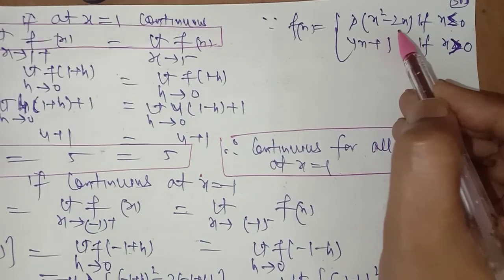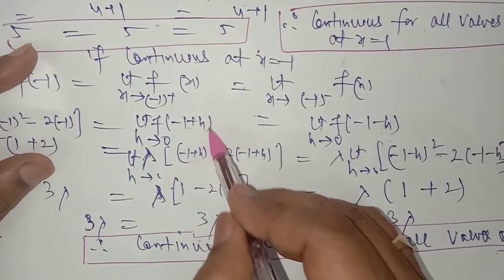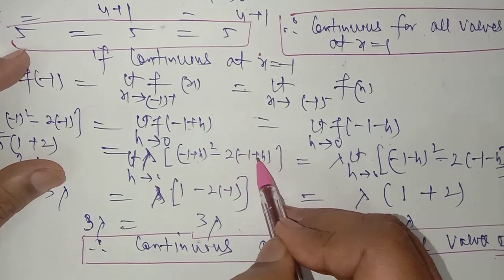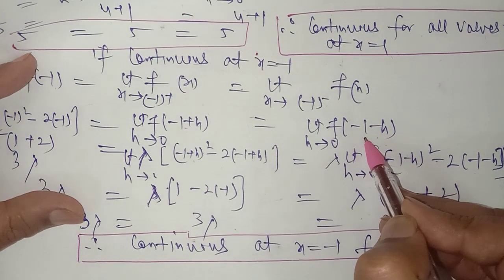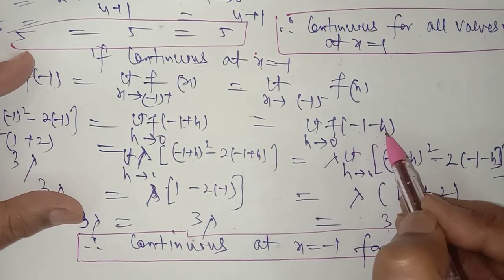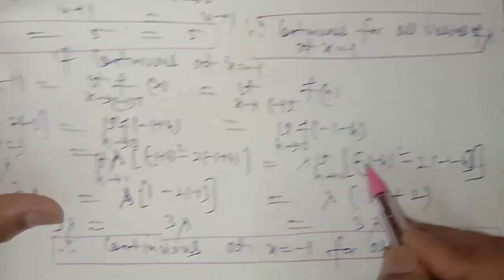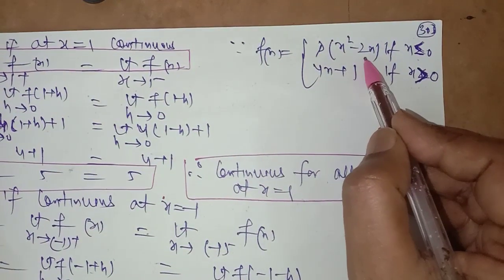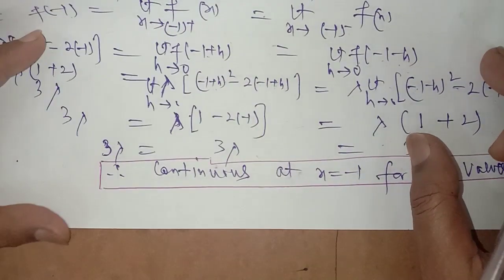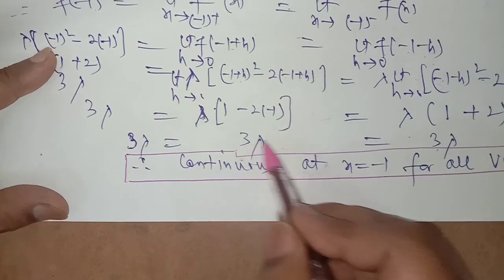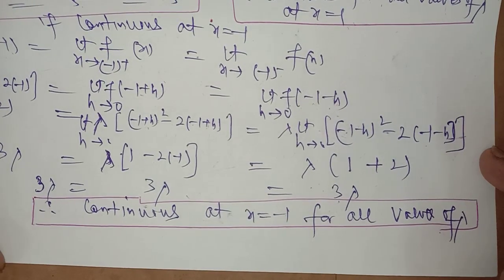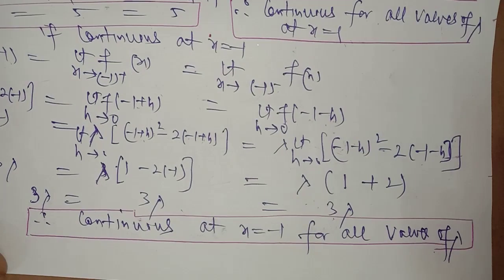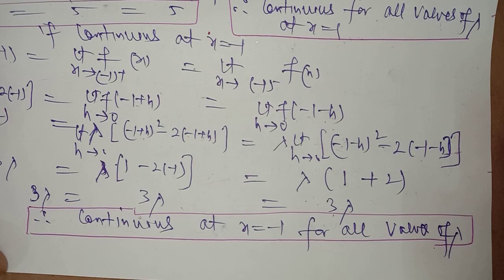Lambda x square minus 2x. Again, minus 1 plus h whole square minus 2 times minus 1 plus h. Minus 1 minus h is obviously less than 0, and less than minus 1 means less than 0, so we'll use this function again. By doing so we get 3 lambda, 3 lambda, 3 lambda. It means the function is continuous at x equal to minus 1 for all values of lambda.